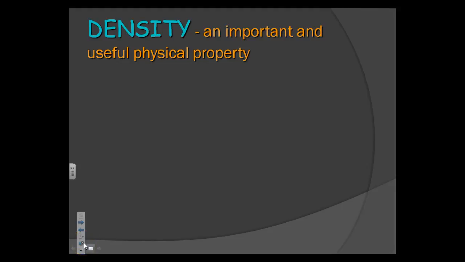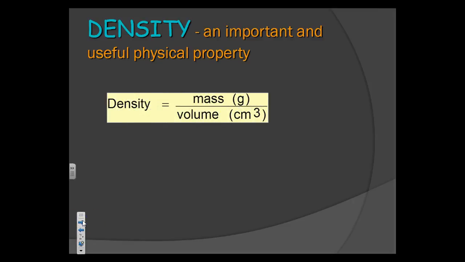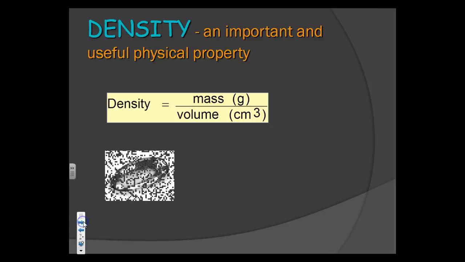This screencast is on density. It's an important and useful physical property. Density compares how massive an object is with how much space it takes up. I have several different substances here. This is mercury. It has a very high density. There's a lot of mass in a unit of volume.